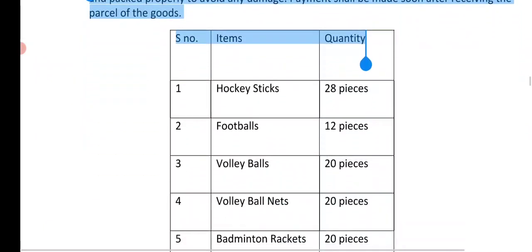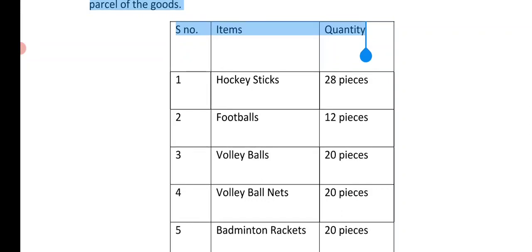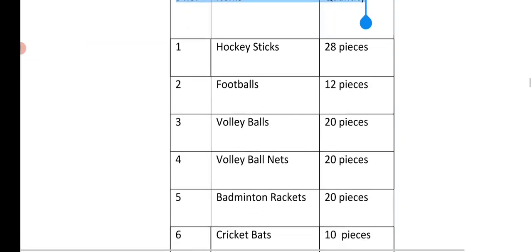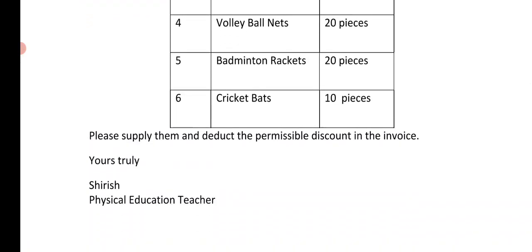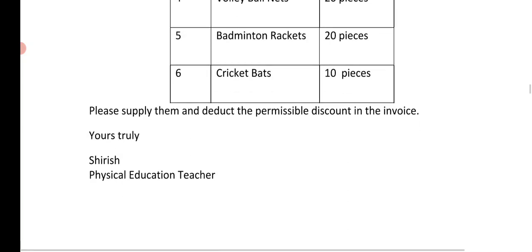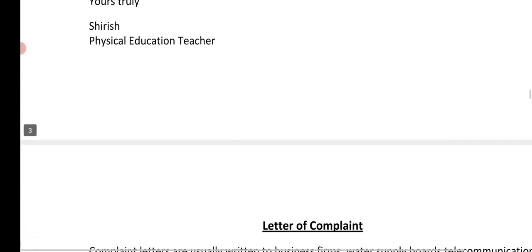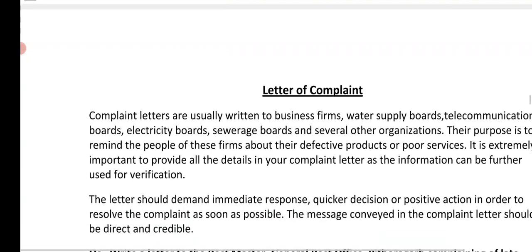So see, they have made the detail, this is the list of the items. Hockey sticks, 28 pieces. That's how you can make it. Please supply them and deduct the permissible discount in the invoice. Yours truly, and then signature, name, right? So that's how you can do it, because in class 11th, earlier the question used to carry 10 marks, but now it has been reduced to 5. So you don't have to write too much, it has to be precise.